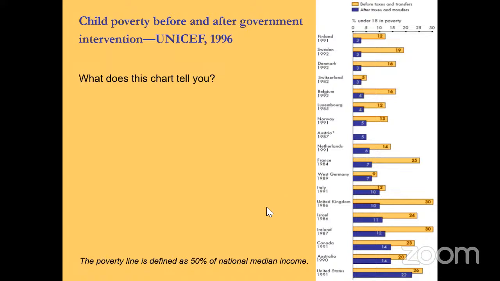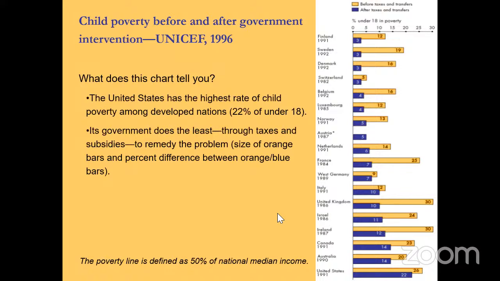So child poverty before and after the government intervention is given by the UNICEF 1996. So the data is given by UNICEF, and you can see that in the UK, before taxes and transfers it is 30, and after that it's 10, right? So apart from this, you can also tell this kind of information, that the United States has the highest rate of child poverty among developed nations, 22%, right?